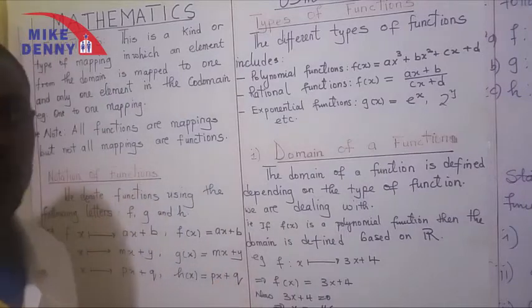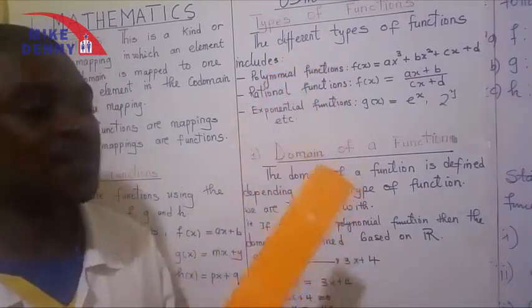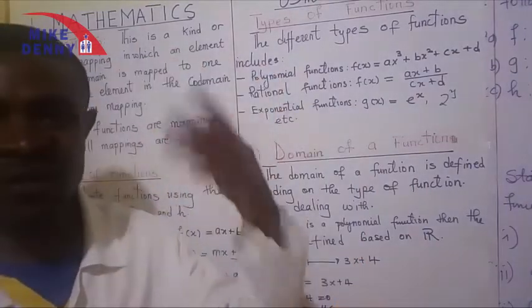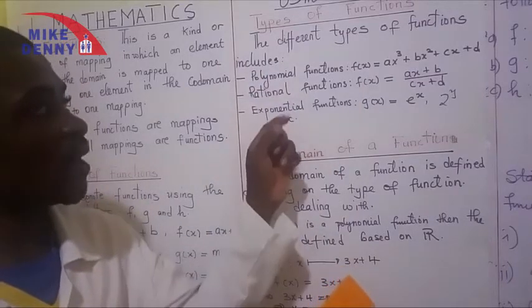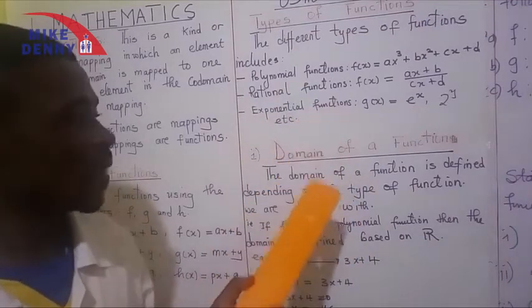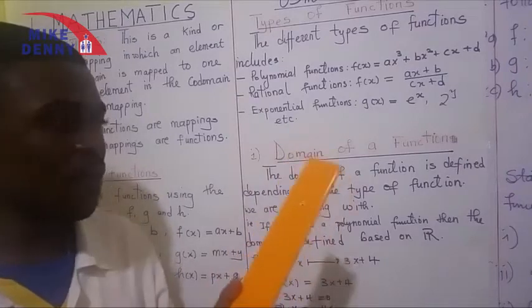Those are exponential functions. But in mathematics, we shall dwell much on polynomial functions and rational functions. So exponential functions and so on are meant for those who are doing additional mathematics. But for maths, we dwell much on polynomial functions and rational functions. So we've seen the types of functions. Now we want to move to the domain of functions.